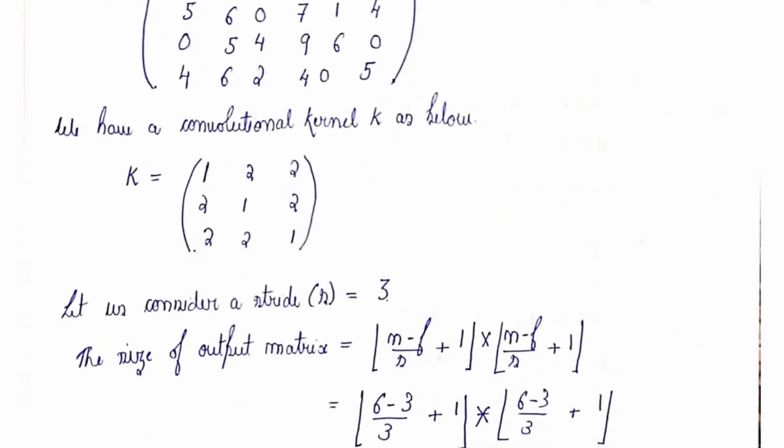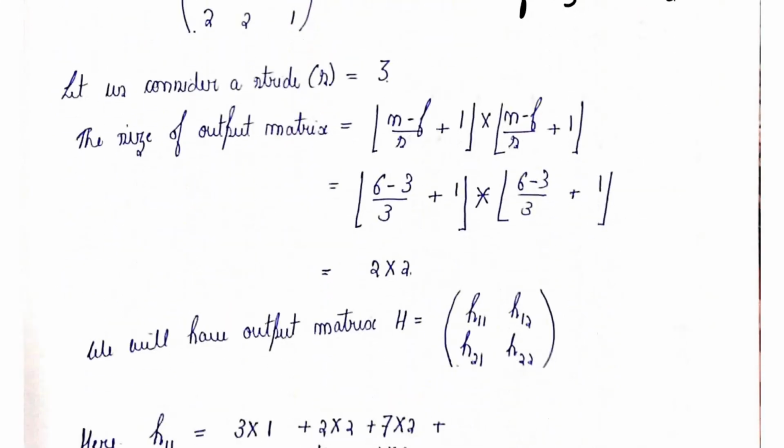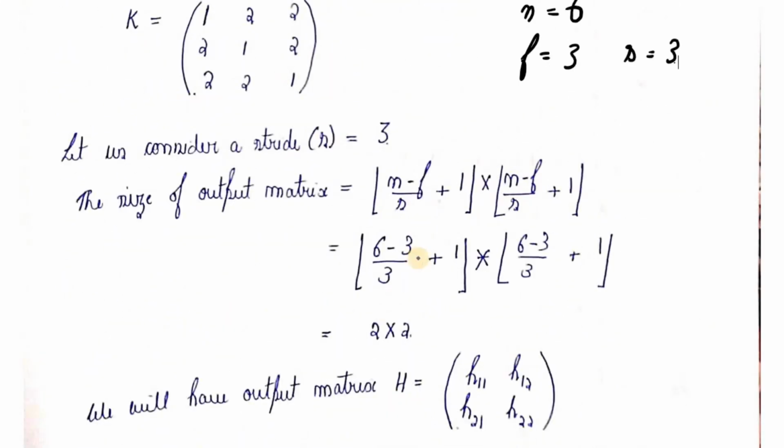Now I will plug the values into the formula: n is 6, f is 3, and the stride s is 3. On doing so, we get an output matrix of shape 2 cross 2. This is what the output matrix looks like when we input a 6 cross 6 matrix and apply a 3 cross 3 kernel with stride s.